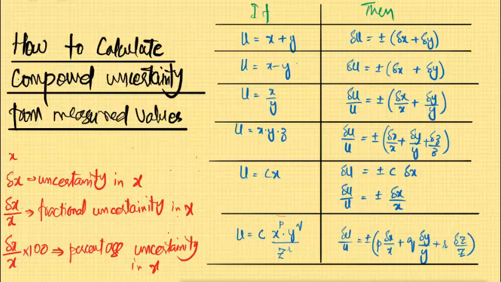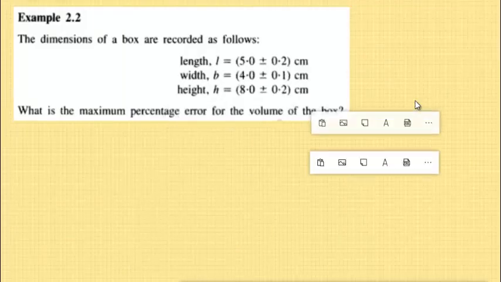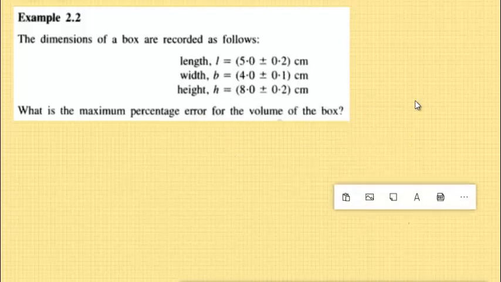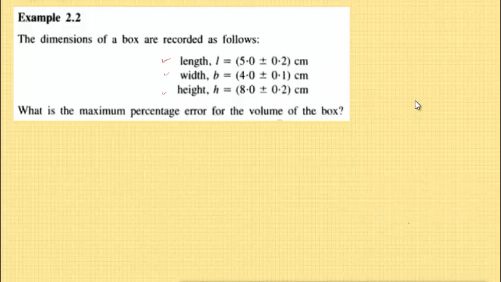So let us start off with the first example. Alright, so this is our very first example. I have extracted this question from a book, and let's say in this example they have given you the length, breadth and height. This is the value of length, that is 5.0 centimeters, and the uncertainty is given as 0.2 centimeters. The value of width b is given as 4.0 centimeters and the error is 0.1 centimeters. The value of height is given as 8.0 centimeters and the error in height is given as 0.2 centimeters. Now what the examiner expects from you is to calculate the maximum percentage error.